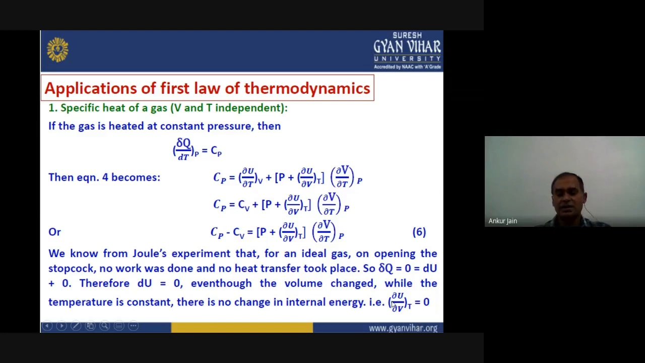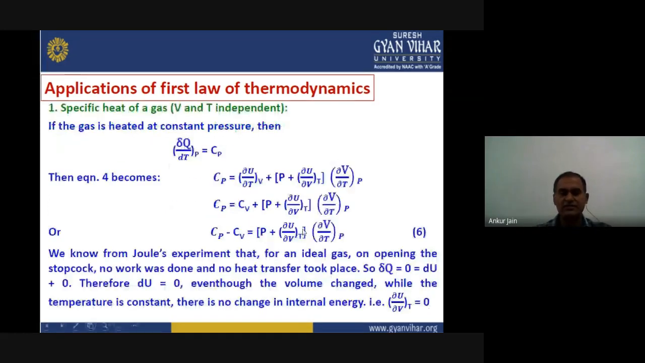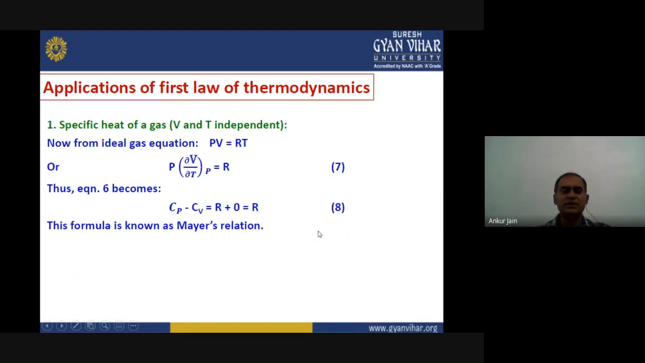So we can write in mathematical form del U upon del V at constant temperature is equal to 0, right? Putting this value, we will get one more value, because here if you see, one value is something like this and another value is this also, so we have to put some values.